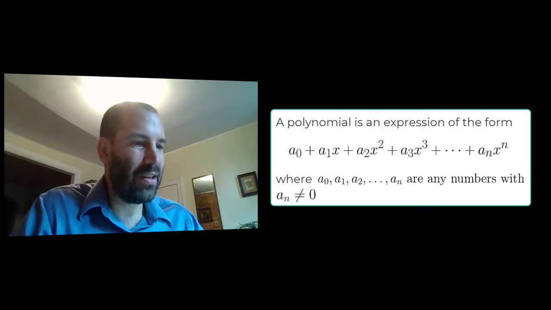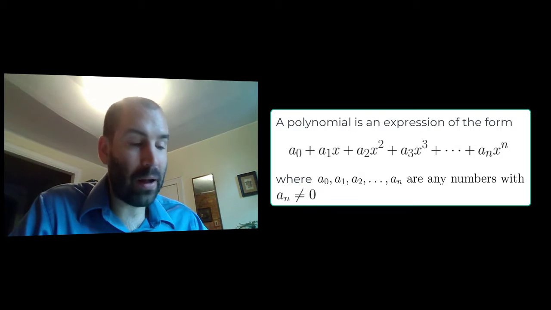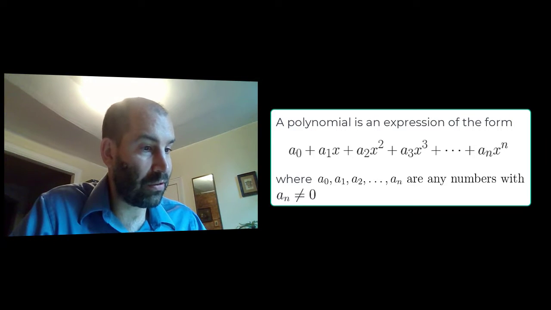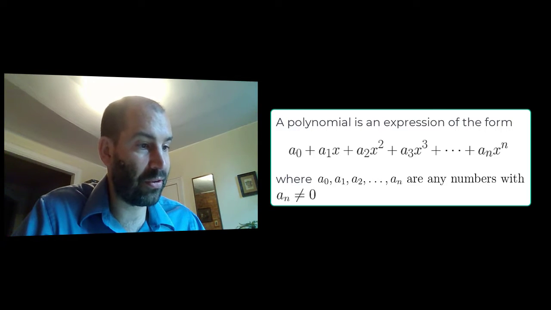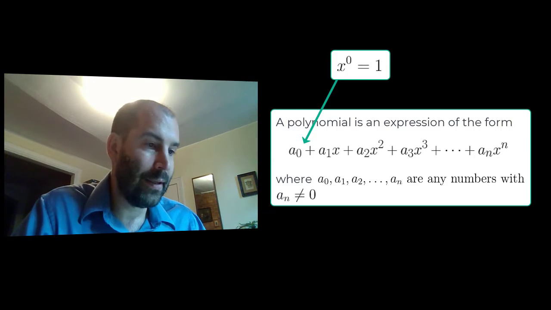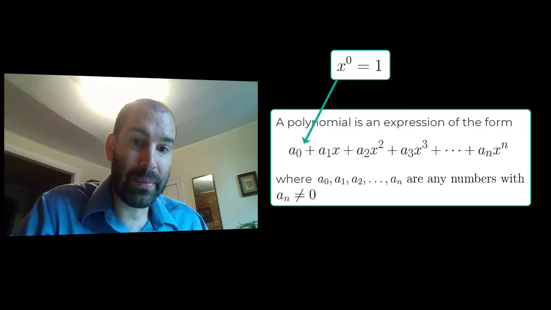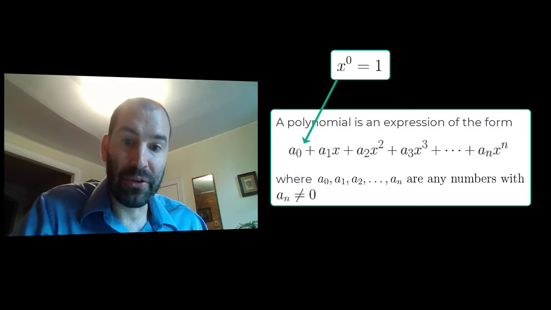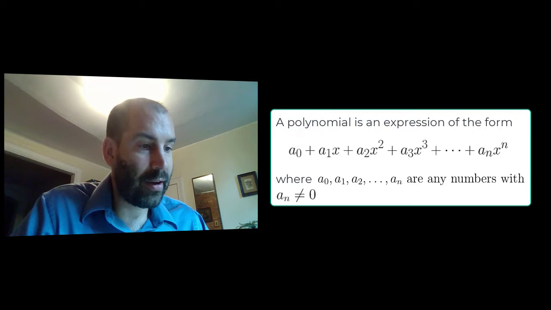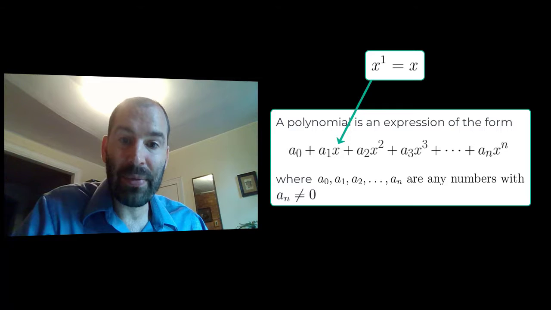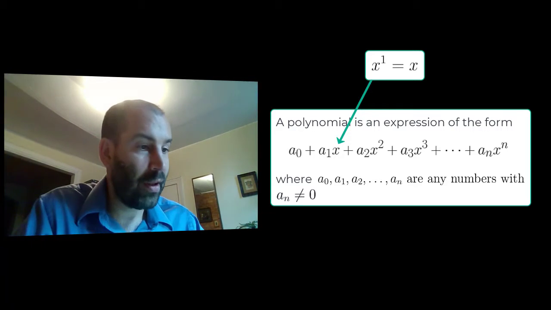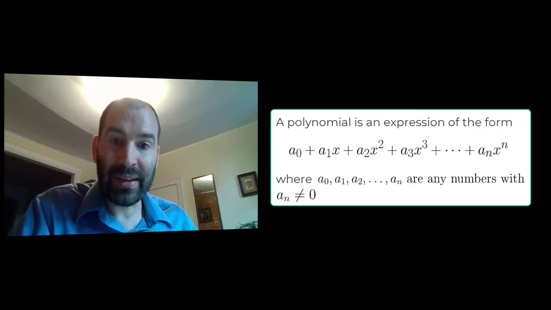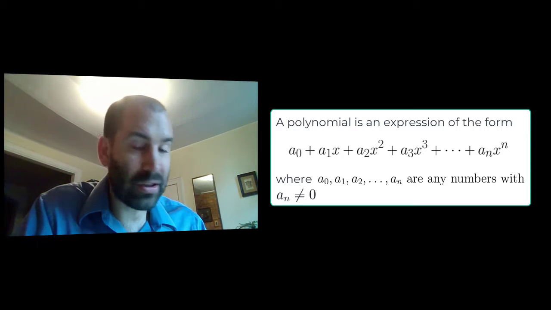So here we see the definition of a polynomial. A polynomial is an expression involving various powers of x. And we see the powers of x range from x to the 0 up to x to the n. Now, you don't see an x to the 0 here because any non-zero number raised to the 0 power is just equal to 1, so we don't need to write it. x to the 1 is just the same thing as x, because anything raised to the first power is just itself.